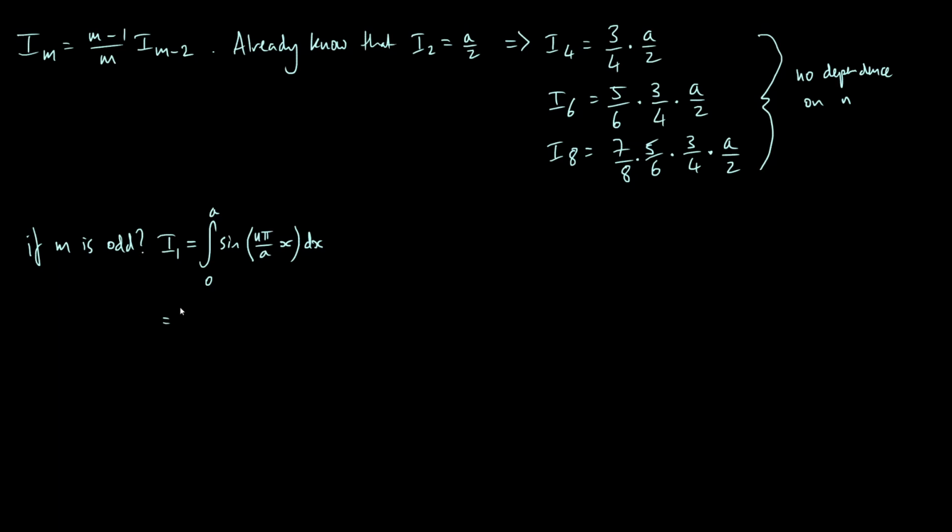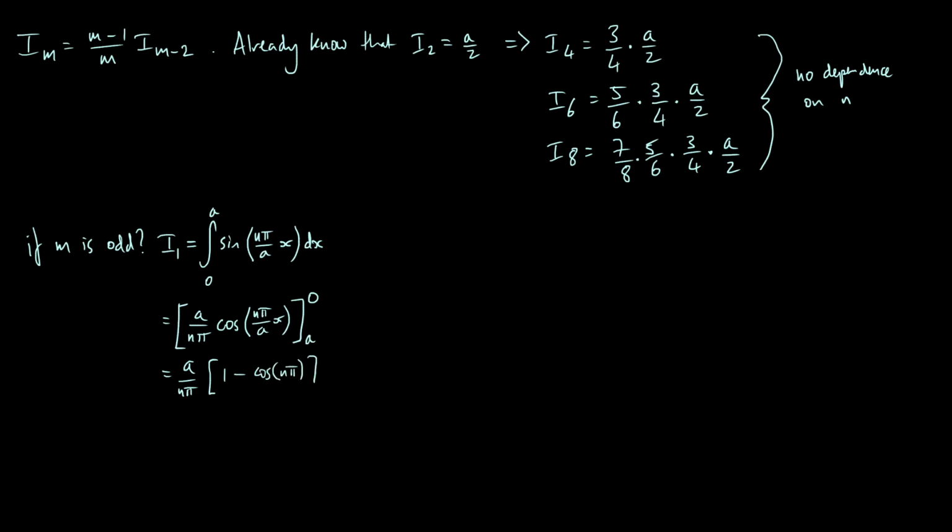It is going to be a over n pi. Just integrating sine, it becomes minus cos, so a over n pi cos(n pi x / a). And because sine integrates to minus cos, I'm going to flip around the limits. I'm going to put an a here and a 0 here, so the minus sign has been absorbed into the limits. And this is a over n pi times 1, right? If we plug in x equals 0, we just get cos of 0, which is 1. Then 1 minus, when x is a, we just get cos of n pi.